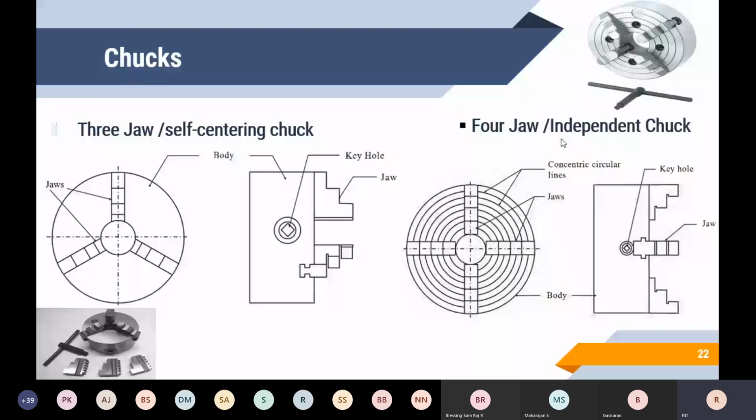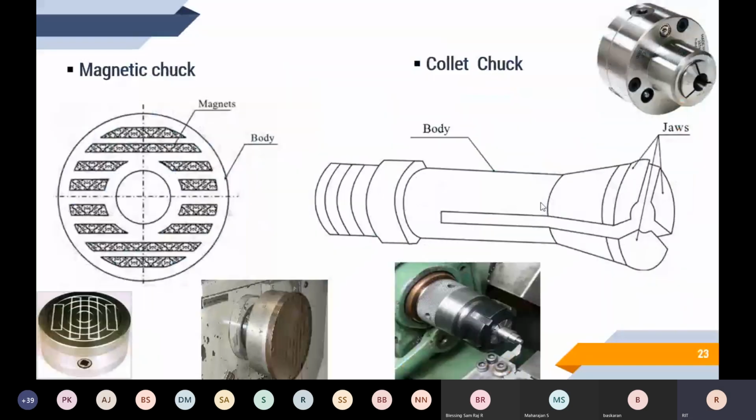Then the magnetic chuck. The holding power of the chuck is obtained by the magnetic flux from the electromagnet. The magnets are adjusted inside the chuck to hold and release the workpiece. The workpiece must be made of magnetic material; that is a necessary condition to hold with this type of chuck. Only very small, thin, and lightweight components which cannot be held in the ordinary chuck are held in it. That kind of component we can hold with this magnetic chuck.